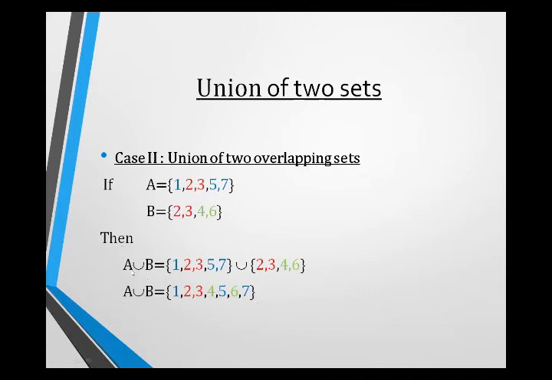Then, students, how do we write this? We write A union B is equal to, here we write set A, which is {1, 2, 3, 5, 7}. Here we put a union sign. Then we write set B, which is {2, 3, 4, 6}. Now here we write common elements only one time, and all the elements in both sets are written in a single set. So this set shows the union between two overlapping sets.